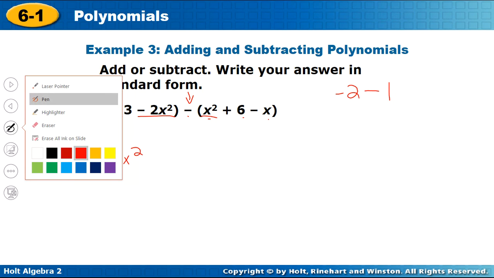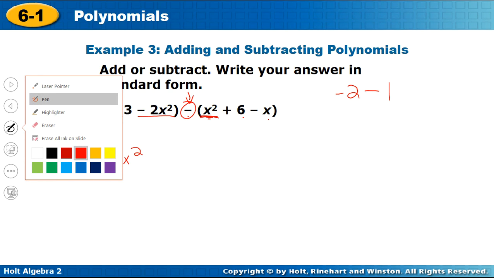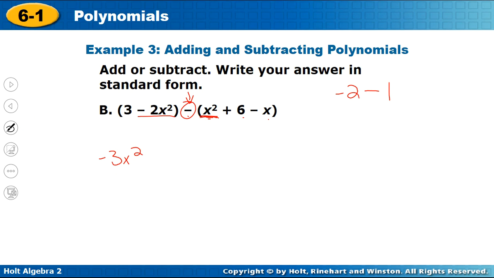So a lot of times people will look at just this positive 1x squared and add it to negative 2, but you have to pay attention to the fact that we're not adding in this problem, we are subtracting. So that would be a negative 2 minus 1. All right, let's see what else. The next biggest degree, if I just had an x squared, would be x to the first power. I do have an x to the first power, it's over here.